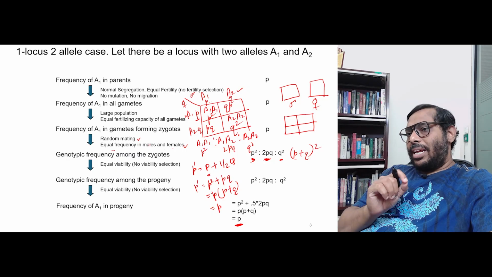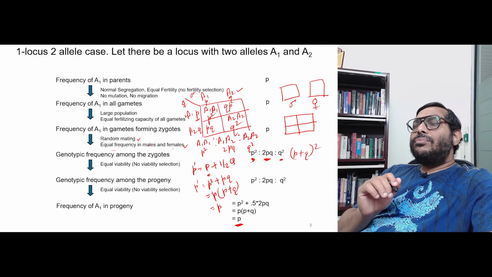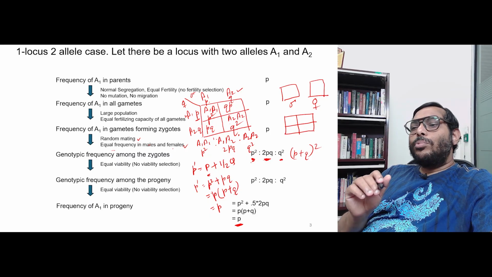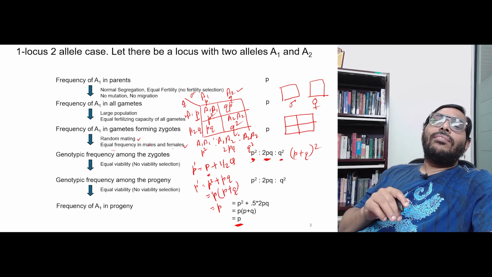What is interesting is the fact that in real life it is very rarely that a population is going to meet all these assumptions that I have written over here.